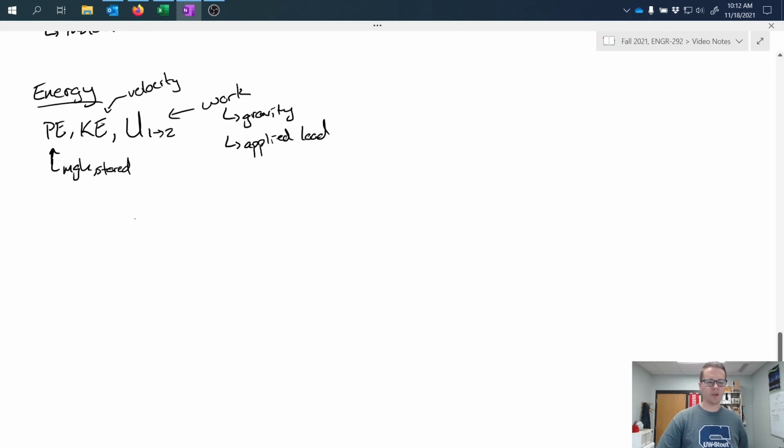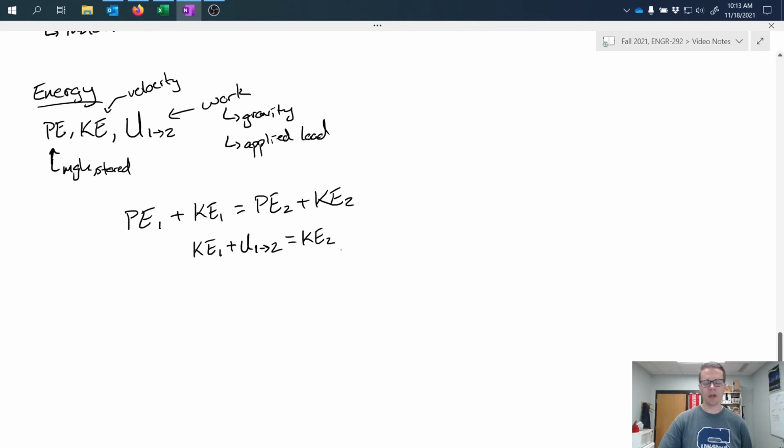Within energy, we saw that we could use the conservation of energy, which came in the form of potential energy plus kinetic energy in state 1 must be equal to potential energy plus kinetic energy in state 2. Or, thinking about this another way, we could say kinetic energy plus some work added to or subtracted from the system equals a new kinetic energy. And both versions would give us the same outcome. It's just a different way of thinking about what sort of things we might add to or subtract from our net energy.